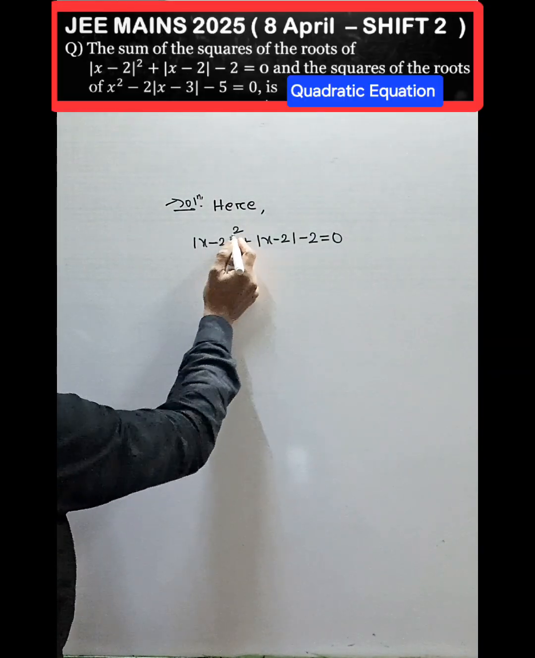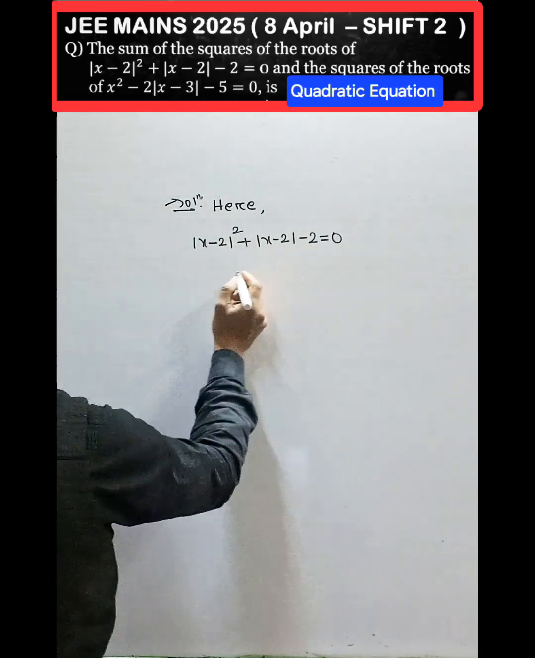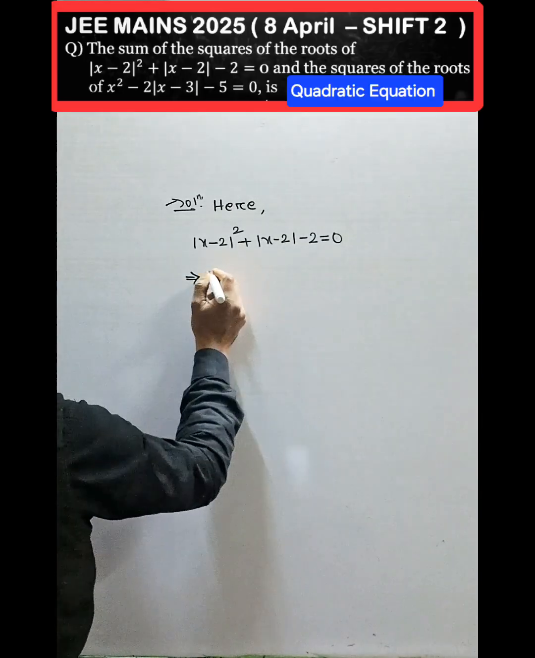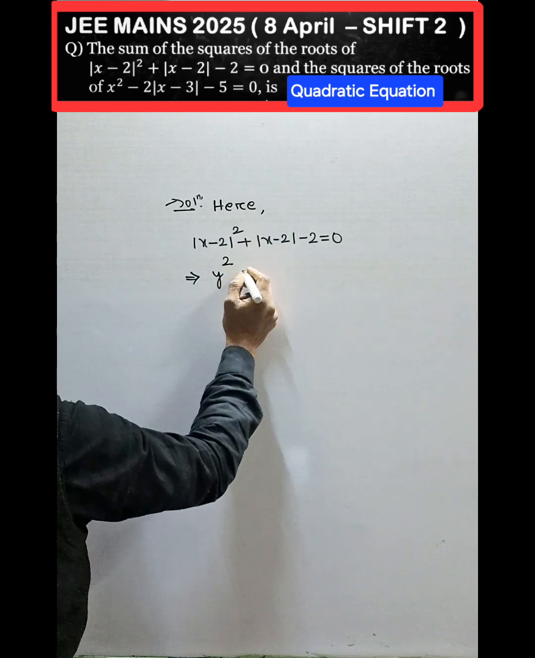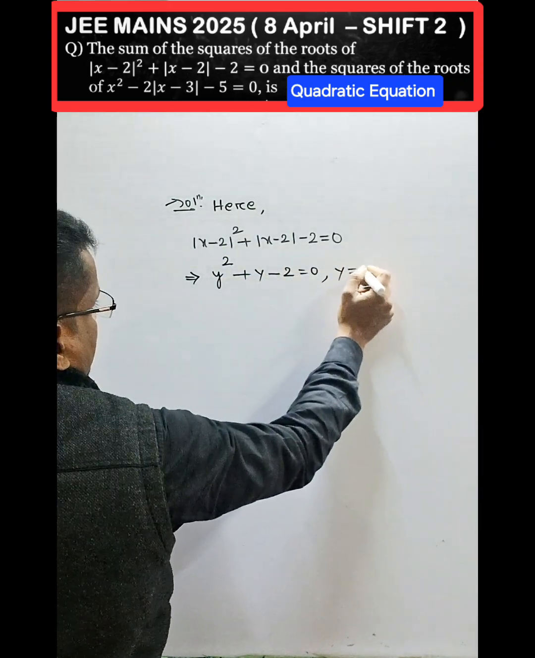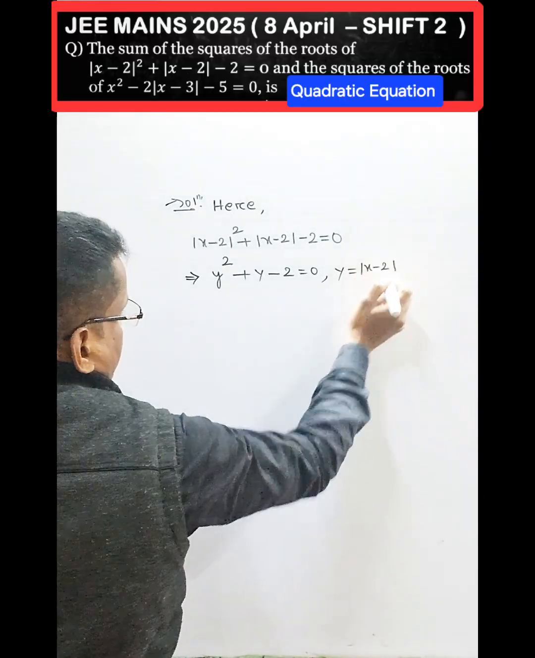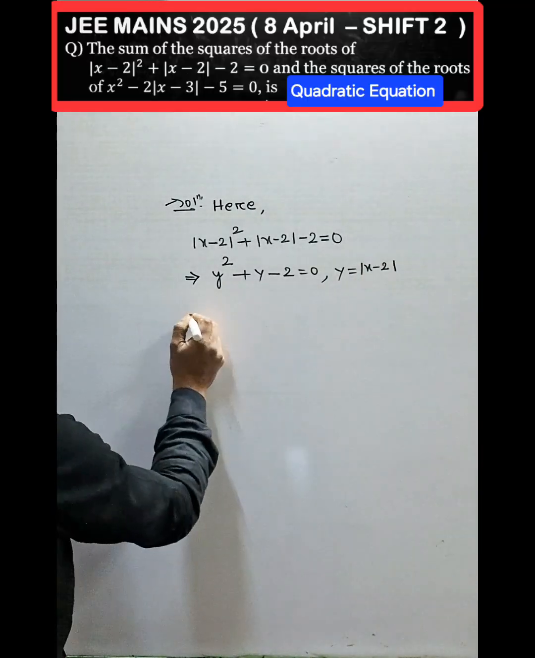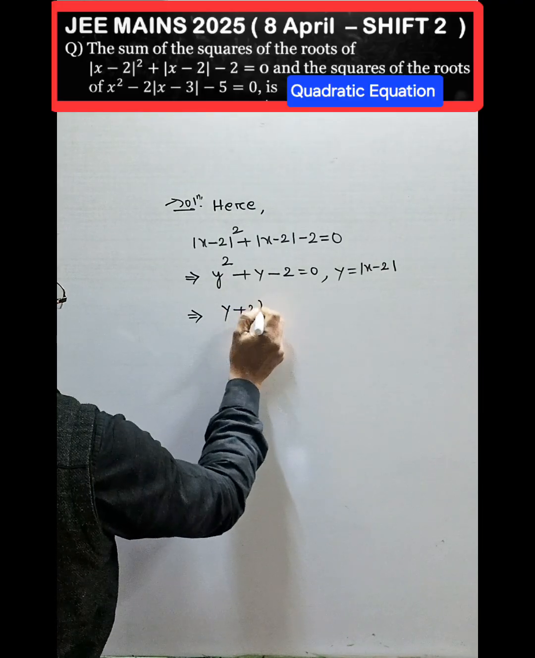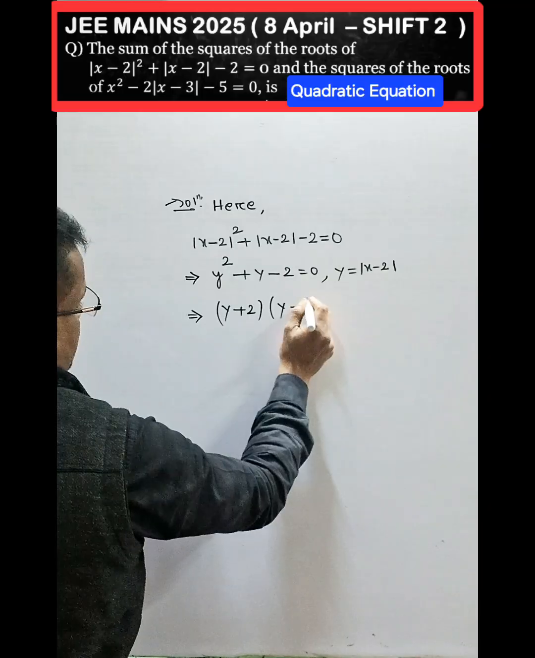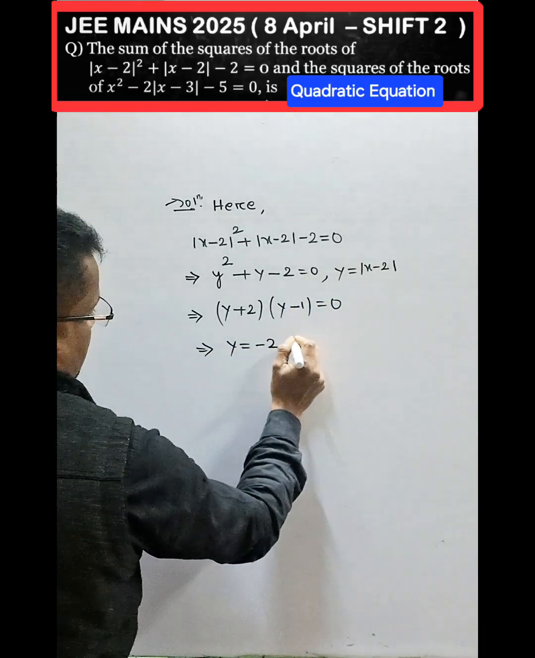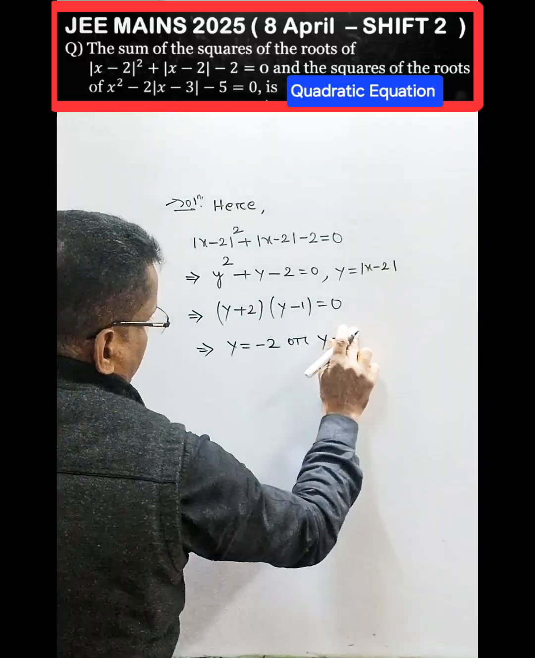For this, modulus of (x minus 2) whole square plus modulus of (x minus 2) minus 2 equal to 0. So for our convenience, say modulus of x minus 2 equal to y. Then it will be y squared plus y minus 2 equal to 0. Now solve it. It will be (y plus 2) into (y minus 1) equal to 0. This will give you y equal to negative 2 or another value y equal to 1.